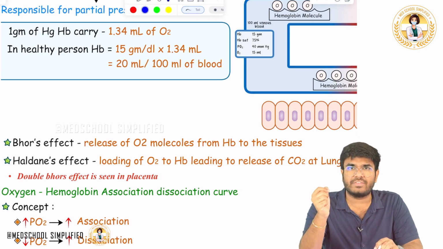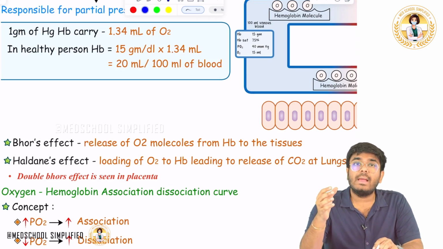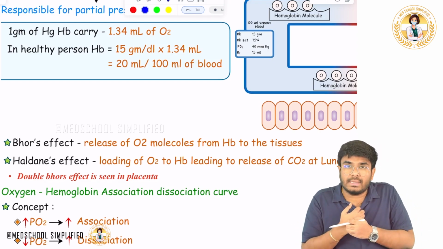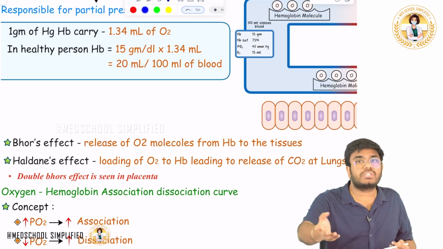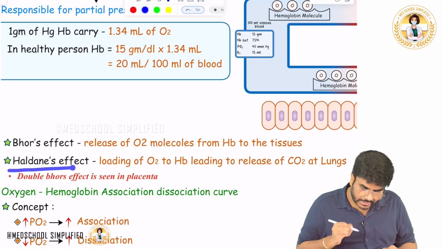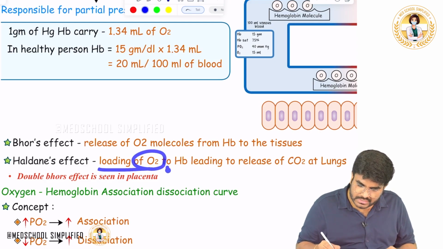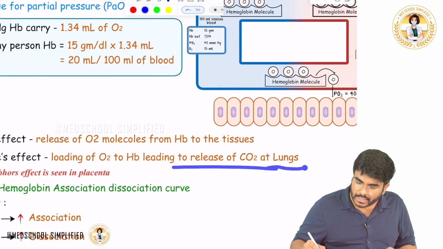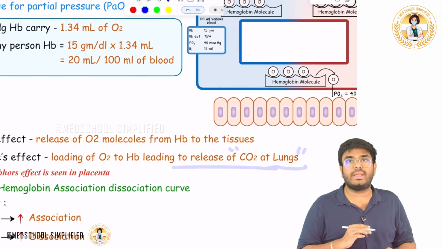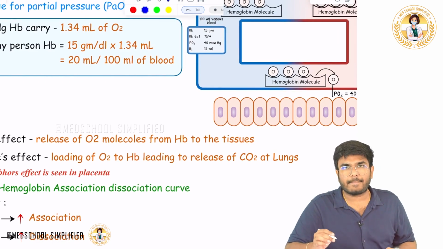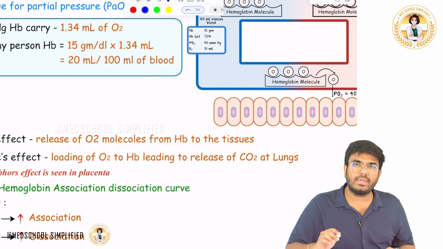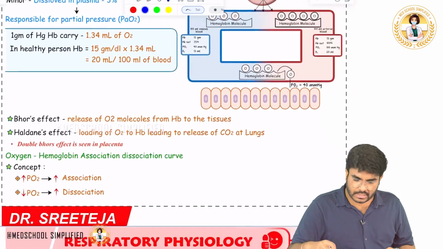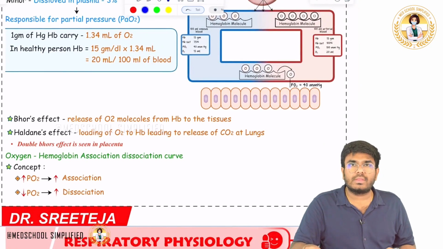Then what is Haldane's effect? Haldane's effect is binding of oxygen leading to the dissociation of carbon dioxide. Haldane's effect is loading of oxygen to the hemoglobin leading to the release of carbon dioxide. This is called Haldane's effect. So with this we have also completed the topic of carbon dioxide transport.